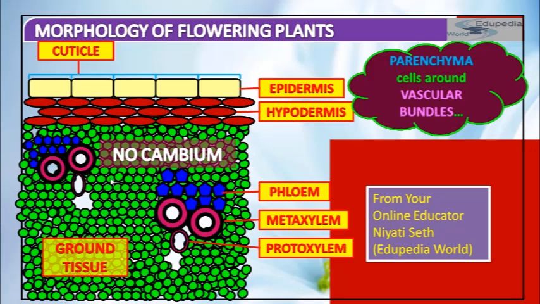Each vascular bundle has a covering called bundle sheath, which is formed by a single layer of sclerenchyma cells. The vascular bundle encloses both xylem and phloem, students. Xylem is found towards the inner surface and the phloem is towards the outer surface, students. And cambium is not present. No cambium is there. That's why vascular bundle is called conjoined, collateral, closed type.